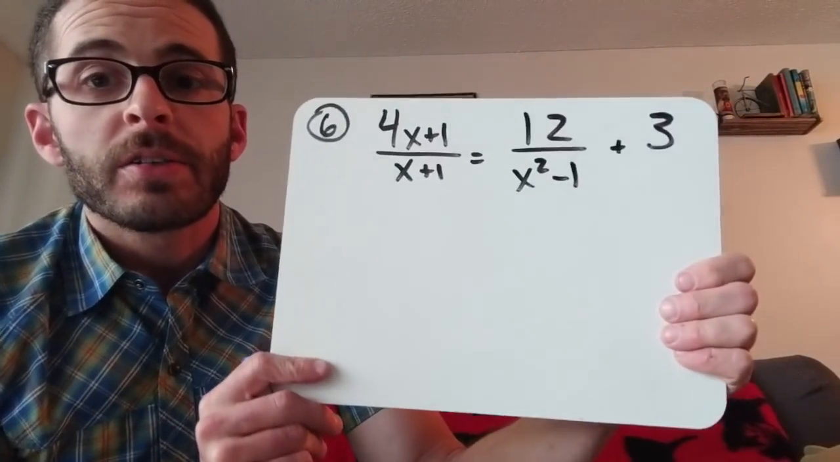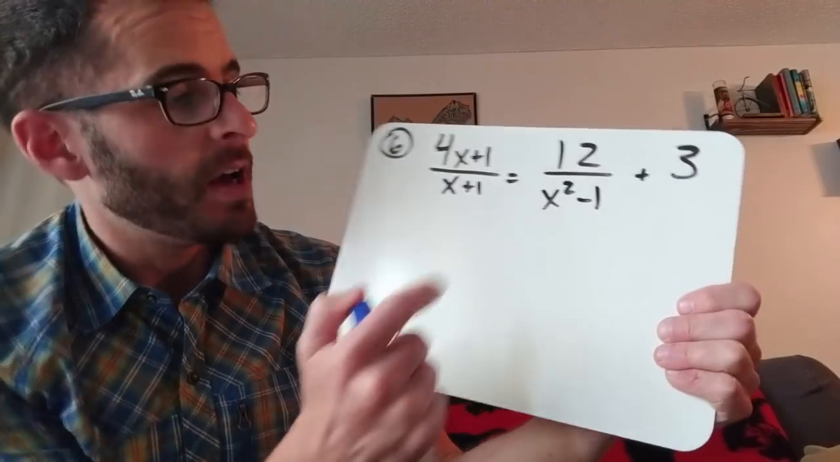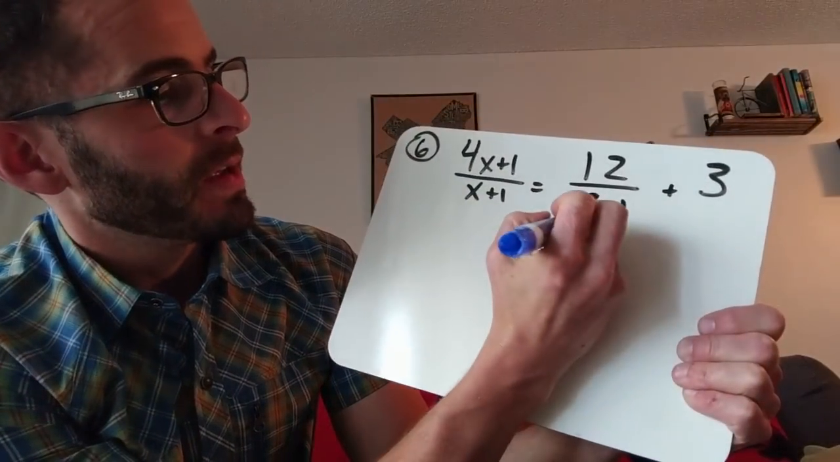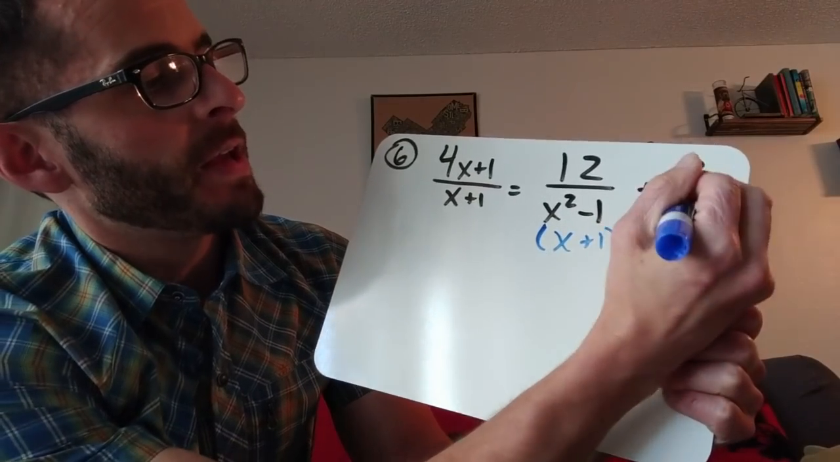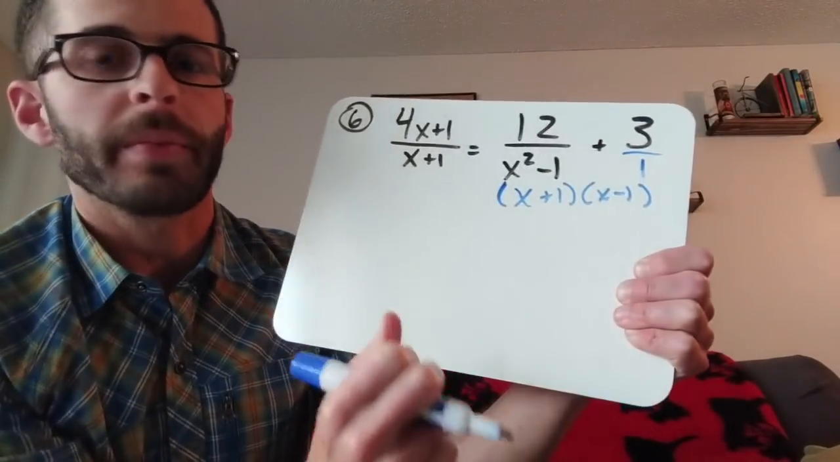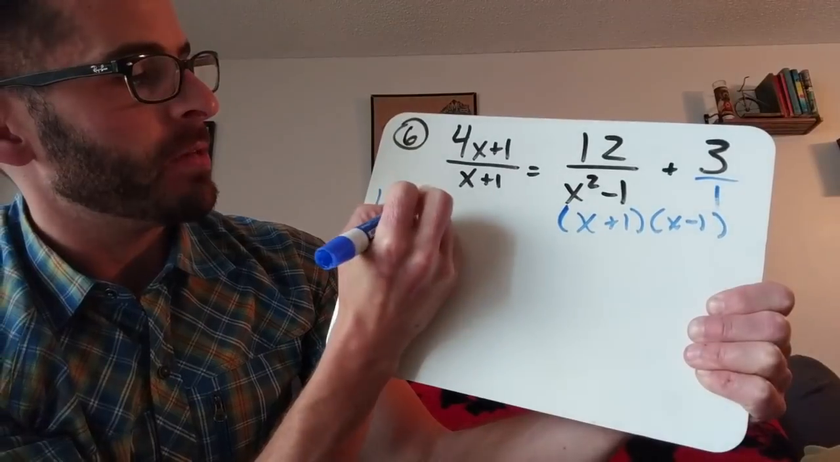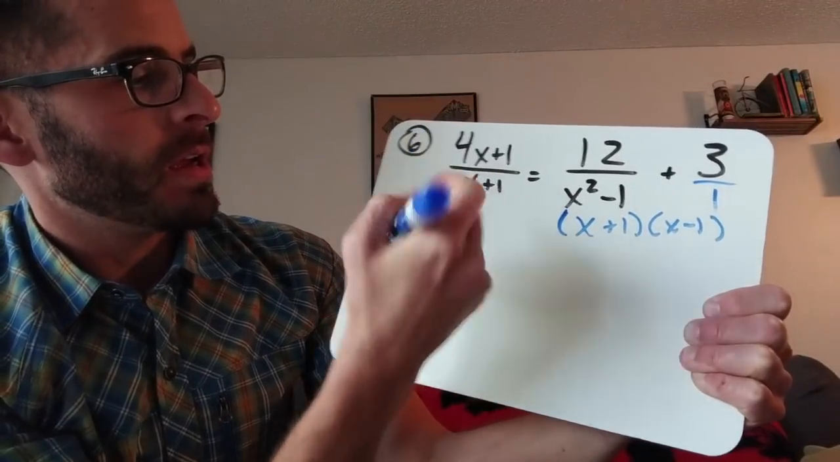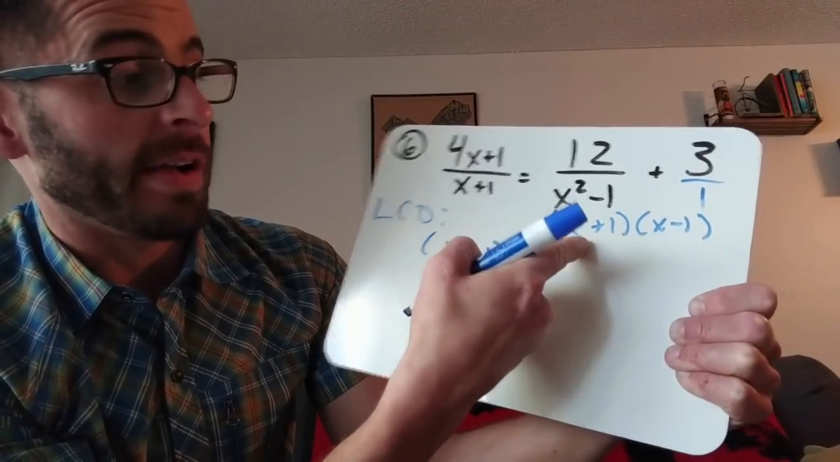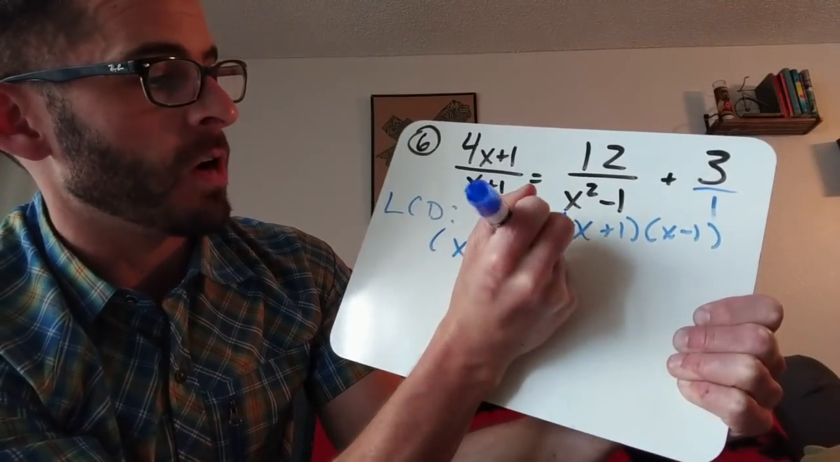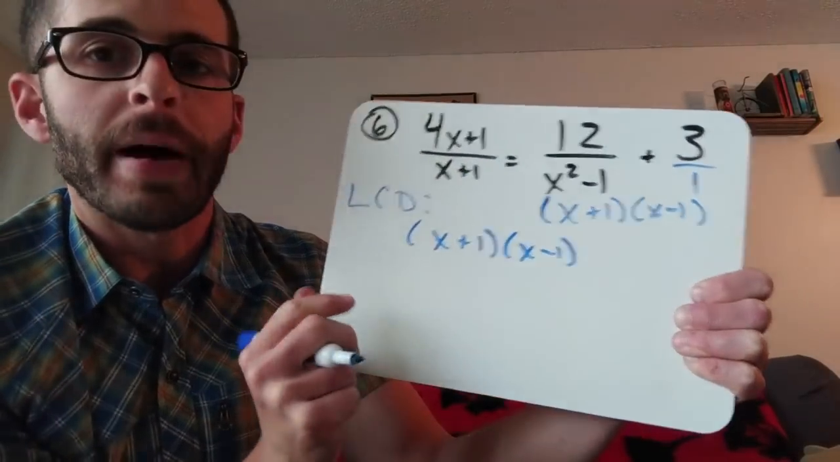For number 6, to figure out my LCD, I'm going to have to factor. So that's a dots problem. And then it might help you if you just write over 1 up there. So my LCD for number 6, it's going to have an x plus 1. It already has an x plus 1. It's going to have to also have an x minus 1.